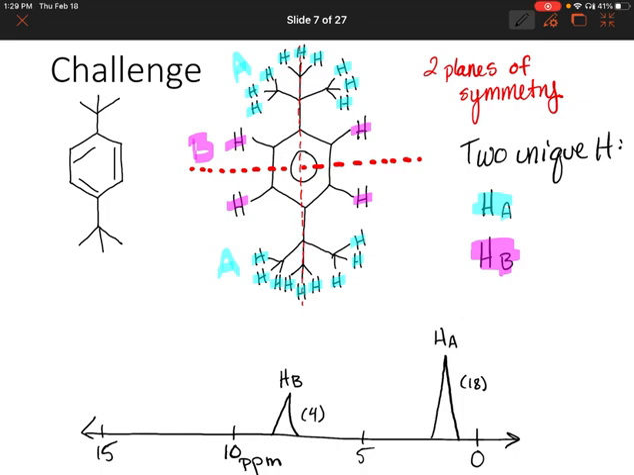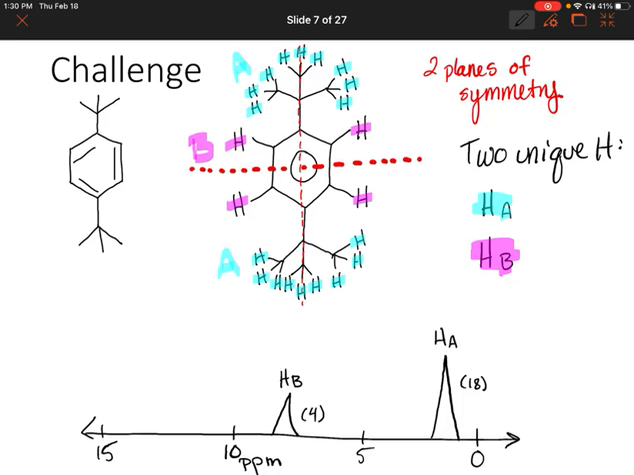All right, so the amount of protons that you have, so for instance, we have 18 HA protons, that's going to affect the size of your peak. So if you have more of a certain type of proton, that peak will be much taller or have a greater area underneath.